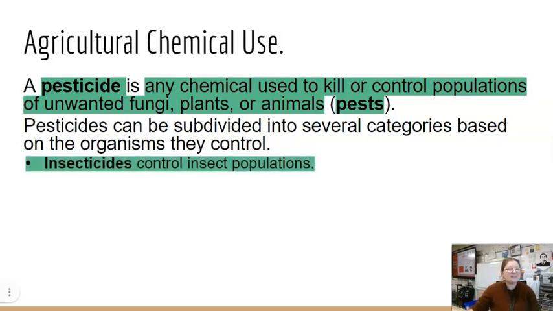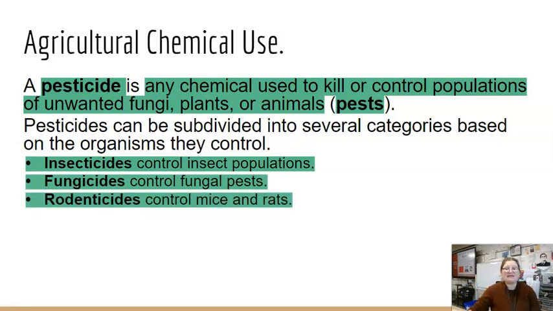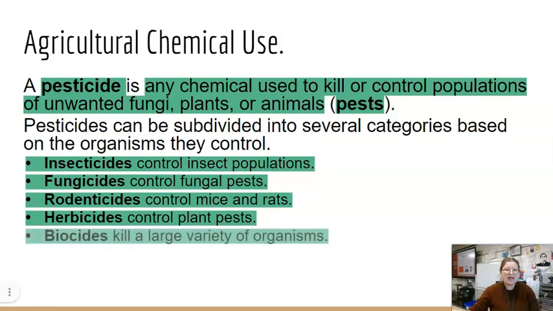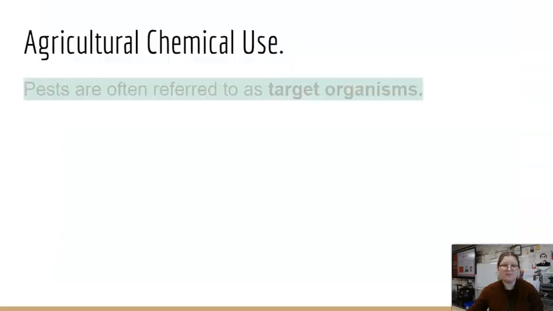So insecticides control insect populations. Fungicides control fungal pests. Rodenticides control mice and rats, aka rodents. Herbicides control plant pests, so herb being for plants. And then biocides kill a large variety of organisms. Biocides are dangerous to most living things. So this is an example of pesticides being sprayed on crops. Just in this bucket here and is sprayed all over.